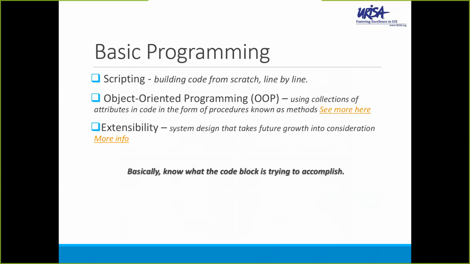Basic programming. This one I understand a little bit better. Scripting. This is building code from scratch, line by line. In my experience, I've noticed that there's certain lines of code that you start with, and then you just build it from there. You don't need to know how to do it from scratch, but you do need to be able to identify what the block of code is trying to accomplish. So object-oriented programming, it uses collections of attributes in code in the form of procedures known as methods.